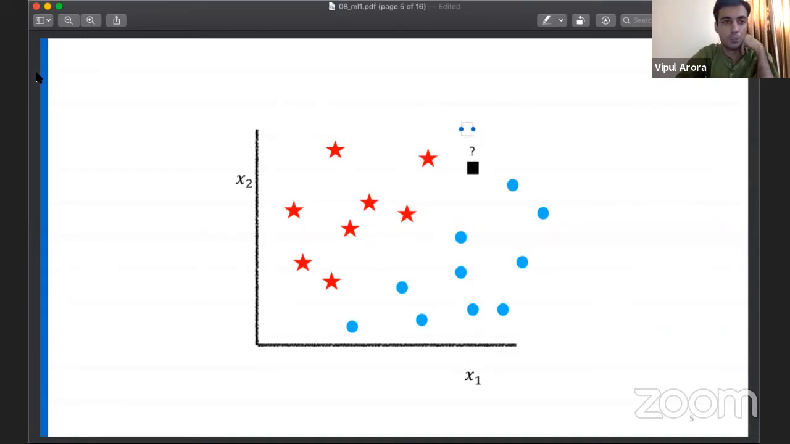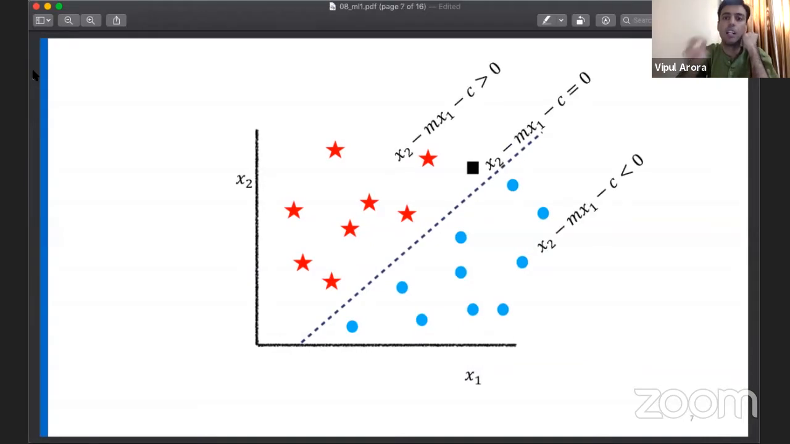Okay, so now you will say, yes, let me design a classifier which is like this. It's basically a line, and this line has an equation y equal to mx plus c. So I can say x2 minus m x1 minus c is equal to 0 on the line, and above this line it's greater than 0, below this line it's less than 0. And if it is greater than 0, I say it is a rose class. If it is less than 0, I call it a lotus class.